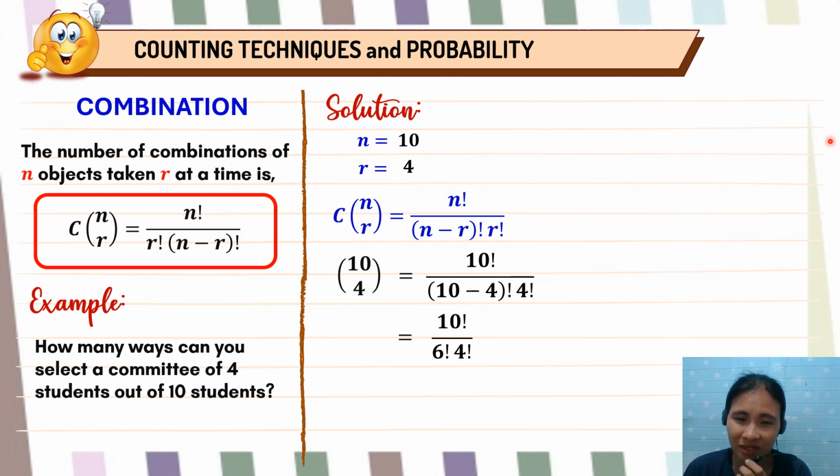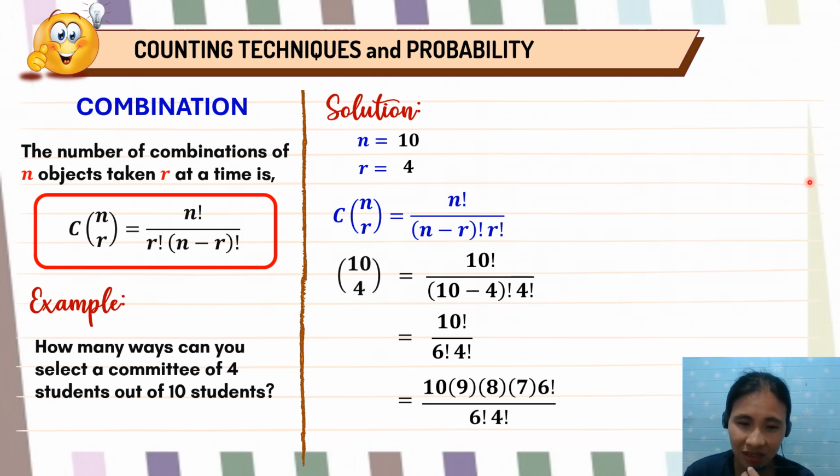This expression is now equal to 10 factorial over 10 minus 4, that makes it 6 factorial times 4 factorial. Next, we will expand 10 factorial until 6 factorial so that we can cancel out 6 factorial. So this will be equal to 10 times 9 times 8 times 7 times 6 factorial, divided by 6 factorial times 4 factorial. In this way, we can cancel out 6 factorial.